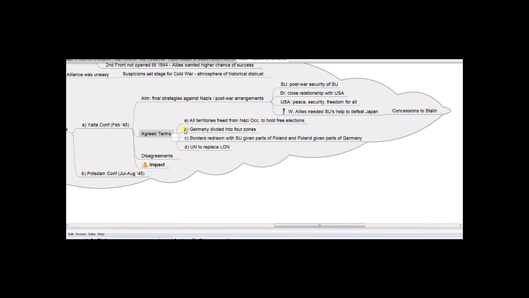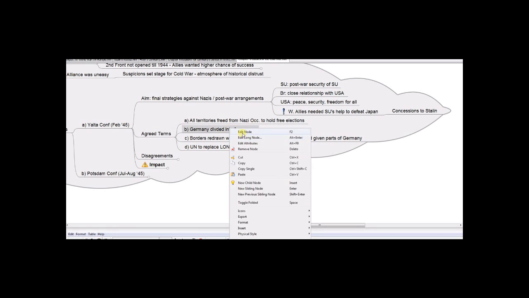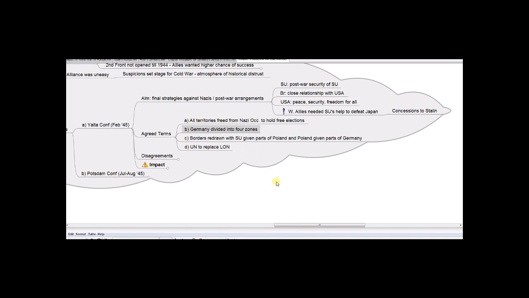Okay, so what was agreed at Yalta? Essentially, all territories were to be freed from Nazi occupation and were to hold free elections. And Germany itself was to be divided into four main zones. We're going to look at how Germany was divided later on. And the borders would be redrawn in Europe, with the Soviet Union given parts of Poland, and Poland would be compensated with parts of Germany.